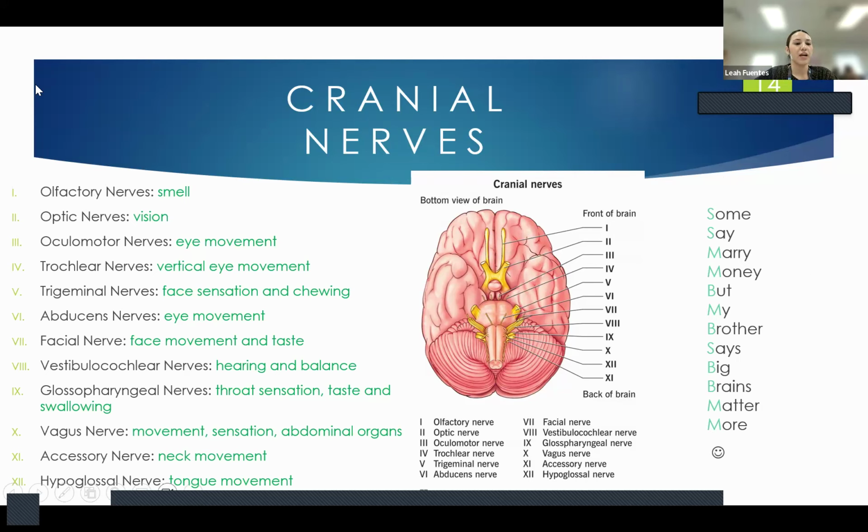So again, if you need help with the mnemonics, there are some online that may stick with your brain better. I've seen Harry Potter mnemonics. I've seen some that aren't really appropriate. Those tend to stick better with some people. So go to Google and try to find one that fits for you. Same thing with the function, whether that's sensory, motor, or both.